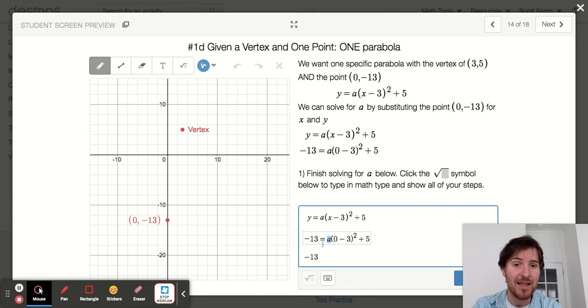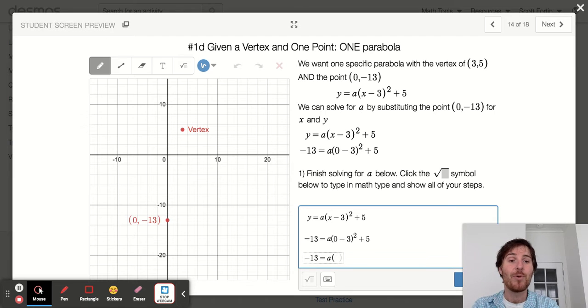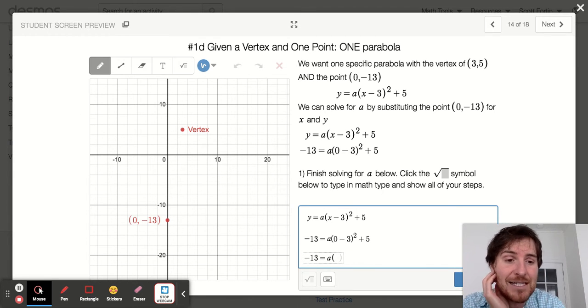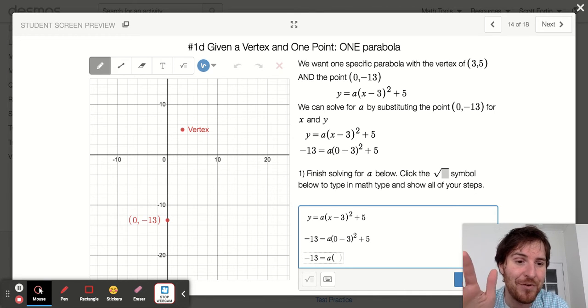We've got to solve for that a here. So negative 13 equals a times (0 minus 3), but we have to square it first. Ooh, this is a little bit tricky. We've got to remember our PEMDAS rules: parentheses, exponent, multiplication, division, addition, subtraction. That's the order we simplify.